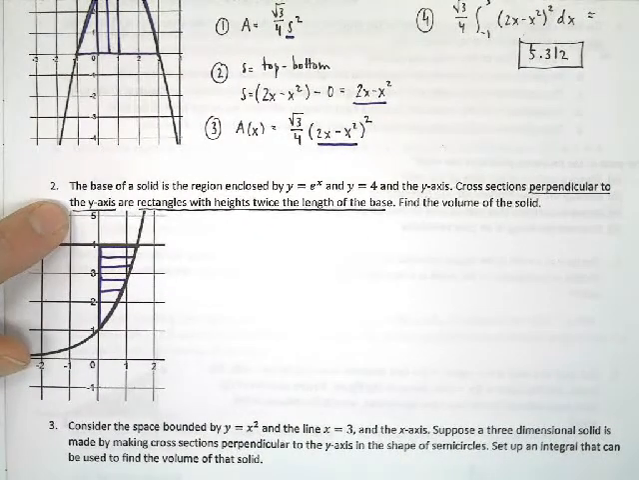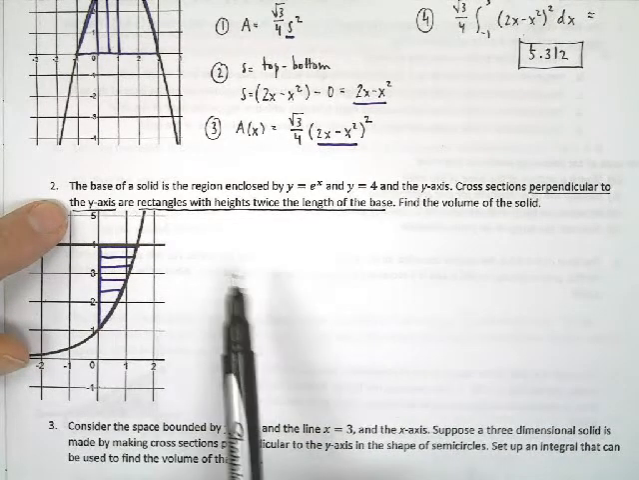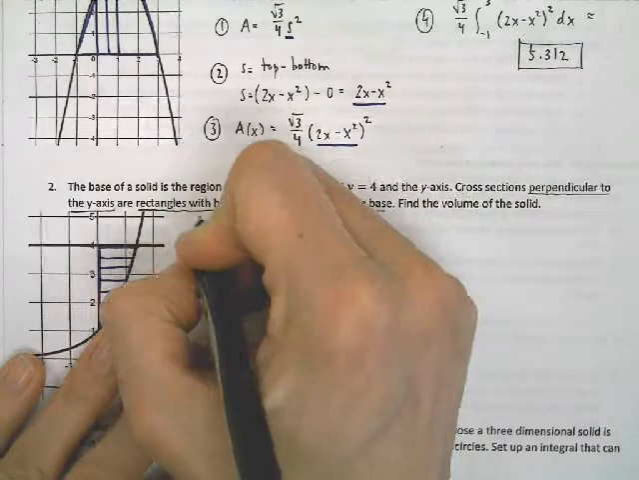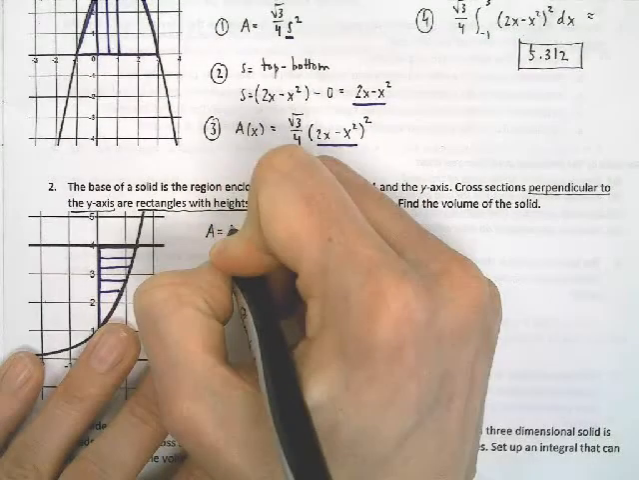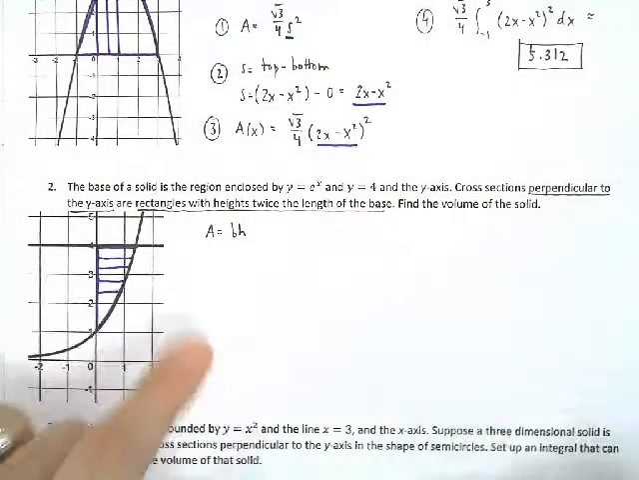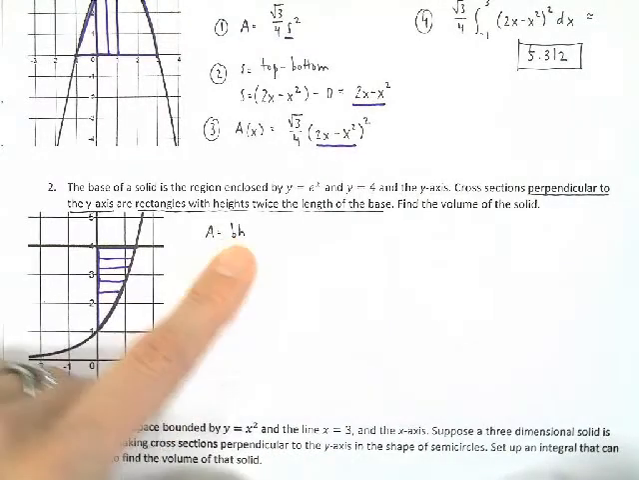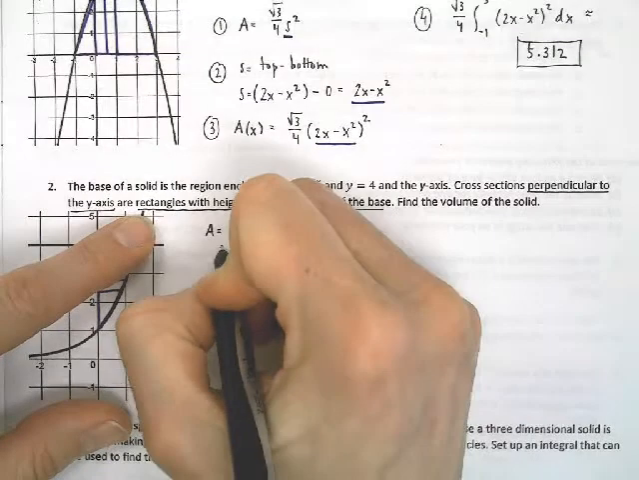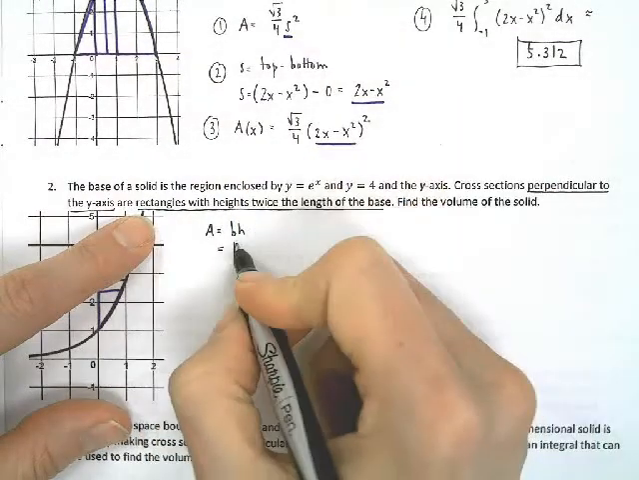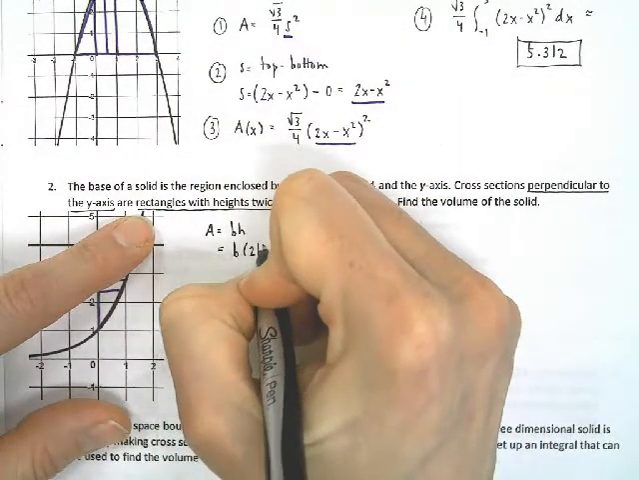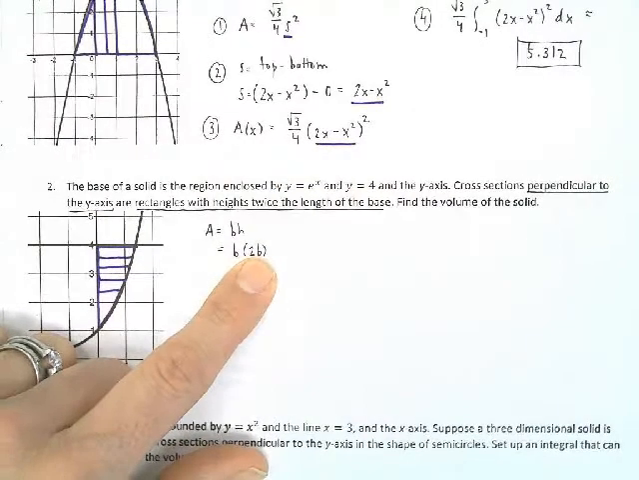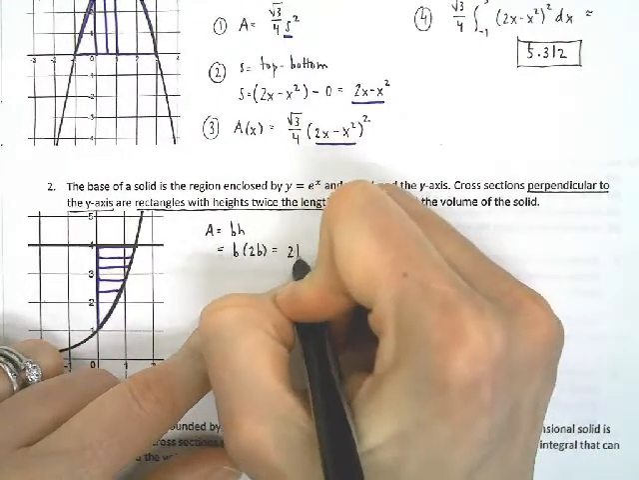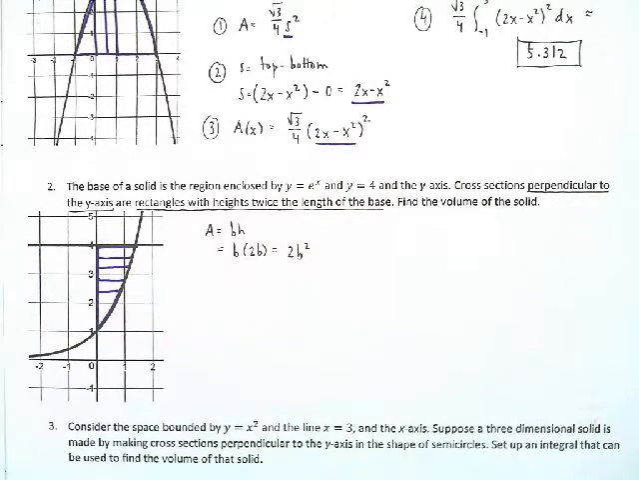Now, since I'm perpendicular to the y, that means everything needs to be in terms of y. So I'm going to keep that in mind. The first thing I'm going to work with is this area formula. So in general, if I have a rectangle, I know my area is base times height. However, in this case, it says my heights are twice the length of the base. So my base is b, but now my height is 2b, because height is twice the length of the base. So my area formula is 2b squared.